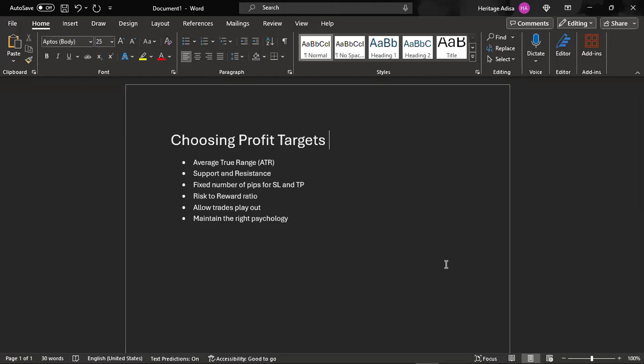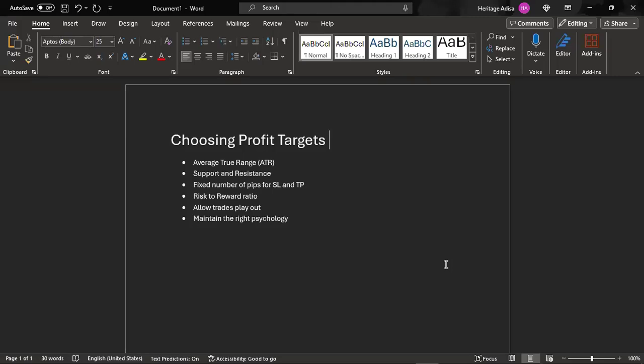We'll look at the concept behind having a fixed number of pips for stop loss and take profits when we trade. We're going to look at that as well. We're going to look at risk to reward ratio, because this is something that a lot of people discuss as well, right? What is risk to reward ratio? How do you use it? Is it something that you should use on a daily basis? How firm should you be when you use risk to reward ratio? We're going to look at that.